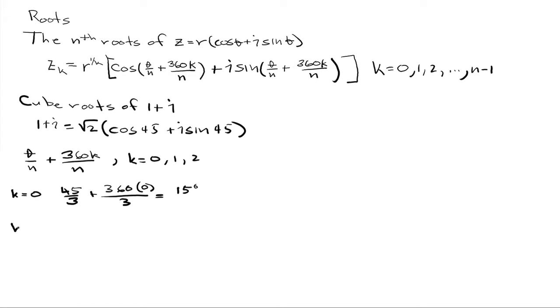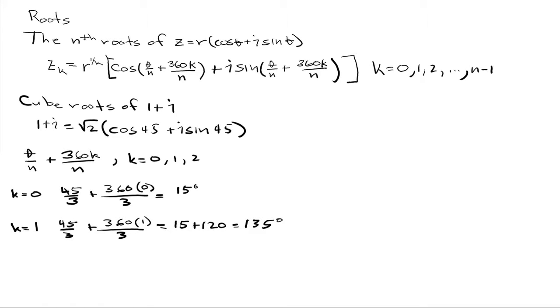I'm sorry, k equals 1. Again, 45 over 3, that term doesn't change. So that's still 15, plus 360 times 1 over 3, which is 120. So I get 15 plus 120, which is 135.